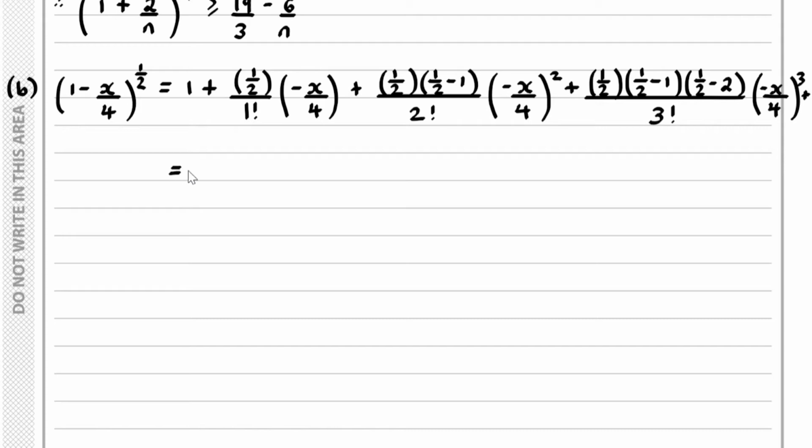So we have here 1 plus 1/2 multiplied by minus x over 4 plus, now here we've got a half times minus a half, so that's minus 1/4, and then I'm dividing that by 2, so that is minus 1/8, and then I'm multiplying this by minus x cubed over 4 cubed, which is, rather, I've got x squared over 16.